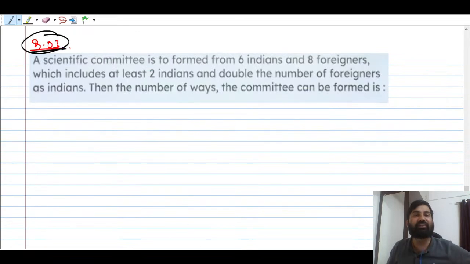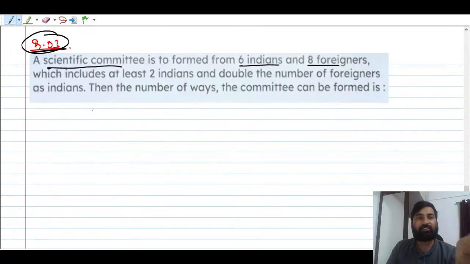Now question number 3 is on your screen. Let me go through this question. A scientific committee is to be formed from 6 Indians and 8 foreigners. मतलब आपके पास 6 Indians हैं, 8 foreigners हैं, and you have to form a scientific committee, right? Which includes at least 2 Indians. मतलब 2 Indians can be there in the committee. You can say 3 Indians also can be there, 4 Indians, 5 Indians, 6 Indians, right? That is very important.